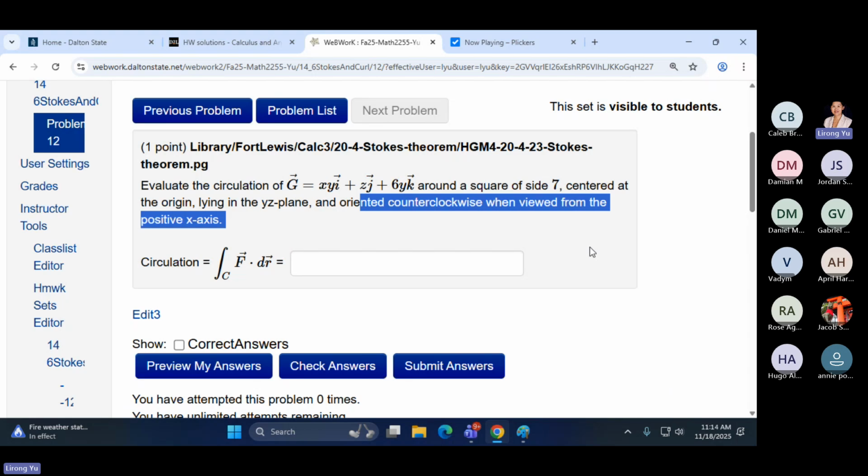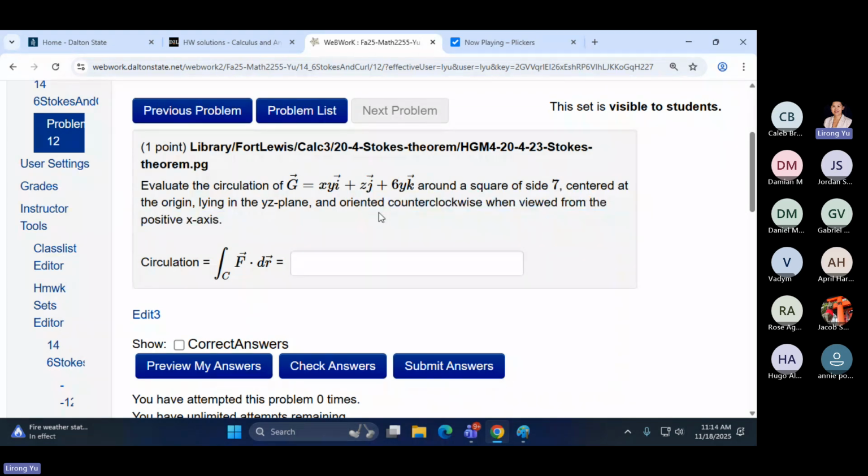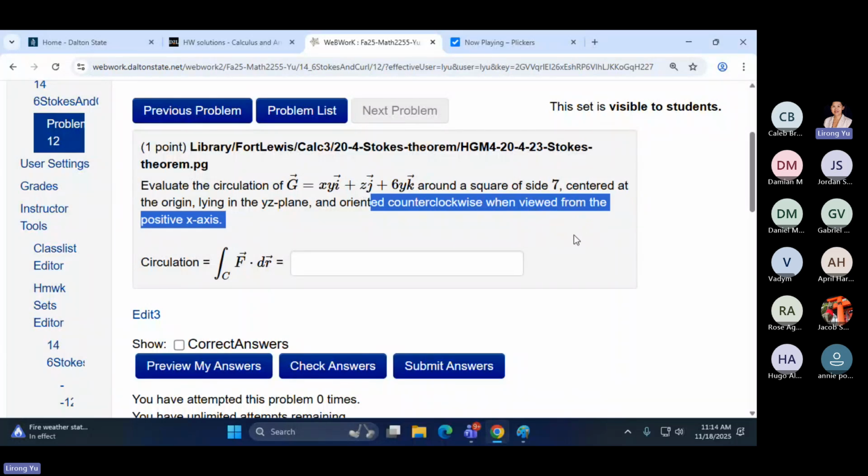It depends on how you look at it. Because it's three-dimensional, if you look at it from the front, it's counterclockwise. If you look at it from the back, it might be clockwise. So the perspective matters; it's very clear which side we're looking at. So anyway, let's look at how we do this question.